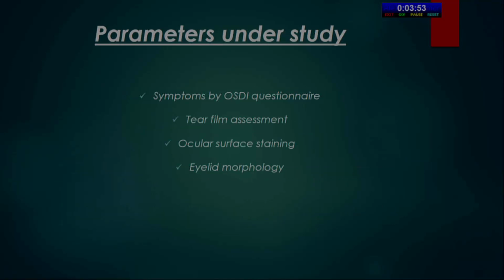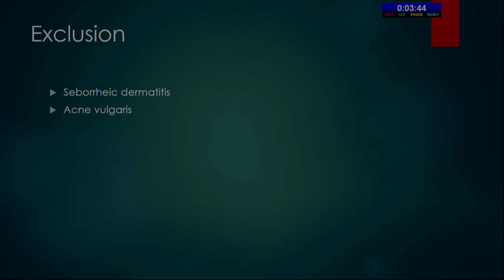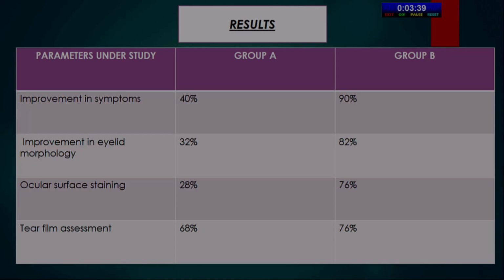These are the parameters of the study: symptoms by OSDI questionnaire, tear film assessment, ocular surface staining, and eyelid morphology. We have excluded patients with seborrheic dermatitis and acne vulgaris. Coming to our results, while we see improvement in symptoms in group A, there is 40%, and in group B it is 90%. Improvement in eyelid morphology is seen in 32% in group A and 82% in group B. Ocular surface staining betterment is seen in 28% in group A, and in group B it is 76%, whereas tear film assessment is almost the same in both the groups, that is 68 and 76% respectively.